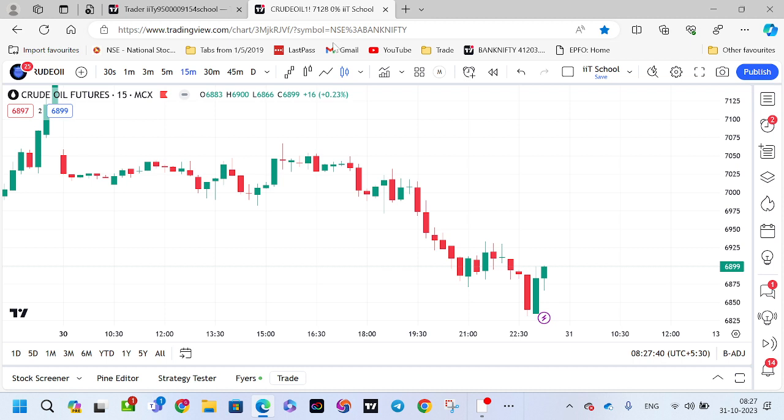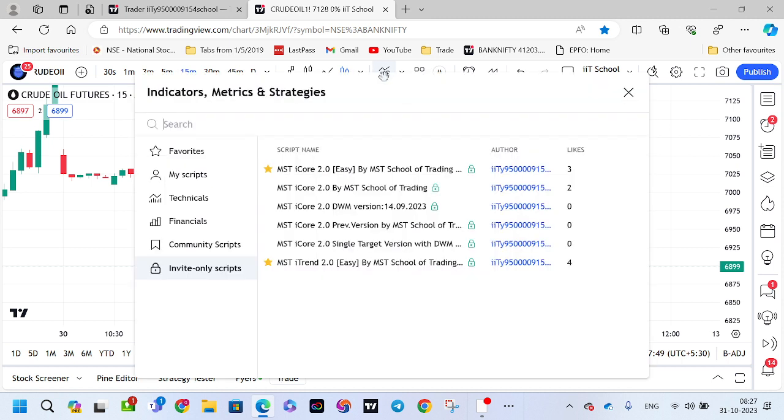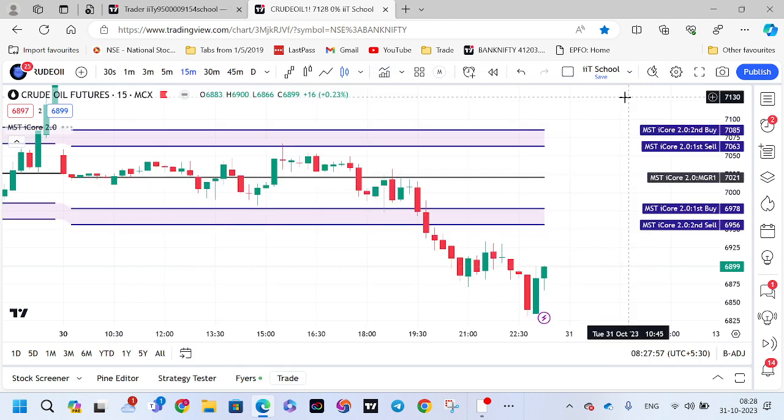After subscribing to our indicator, go to your TradingView account, log in using your username and password, and come to the indicator part. Click on it, then straight away come to the invite-only portion, where our indicator will be there. Just give a click on it. That's all, nothing else you have to do.